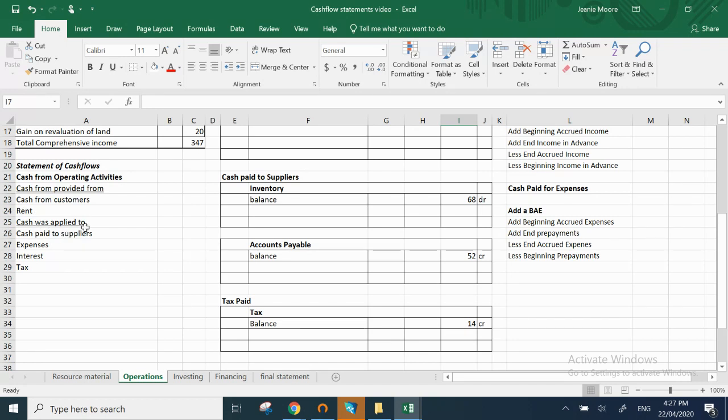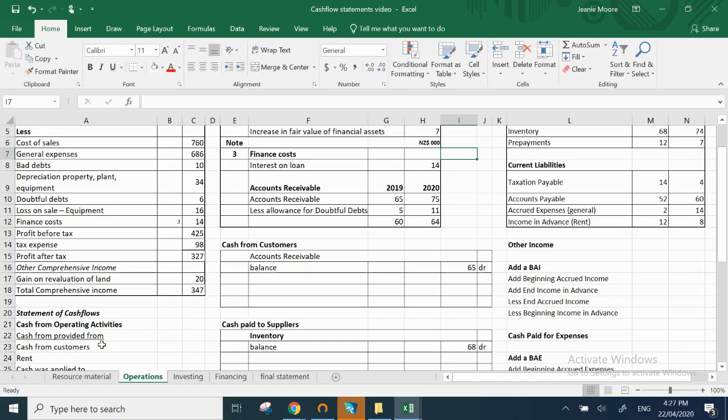Under the cash was applied to, or the outflows of cash, there's usually cash paid to suppliers. So if we are a trading firm or a manufacturing firm, we're going to be buying in either inventory, raw materials, those sorts of things. So how much have we paid our suppliers for those? We're also going to have our cash paid for other expenses, so our sort of general catch-all expense category. We have interest. We're required to disclose interest separately. So interest is going to be a separate line here. And last of all, there's going to be tax. So how much tax have we paid to the government?